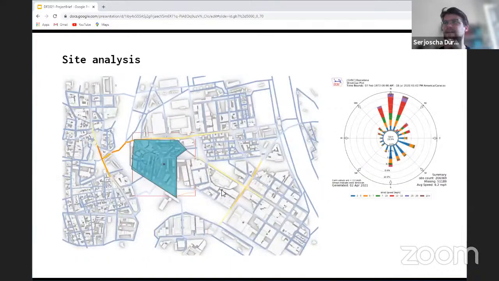So let's start with a bit of analysis. This is our site in the Rhino model. We have some betweenness centrality analyzed here. Here are, I think, some rail tracks, so there are just a few bridges going over that.